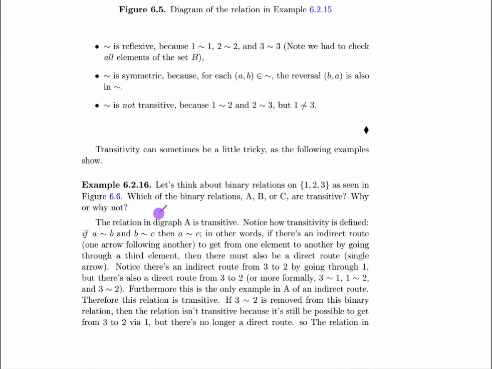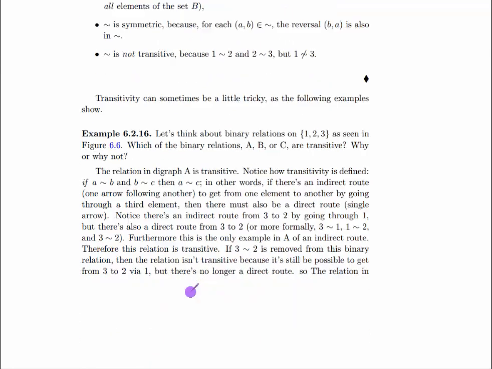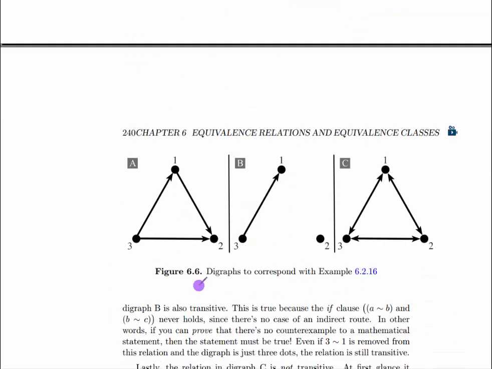All right, so here's some examples that you should look at. I'll just say something here. For instance, this relation here is actually transitive. Why is that? Because transitive says if A is related to B and B is related to C, that implies A is related to C. This is what transitivity says.